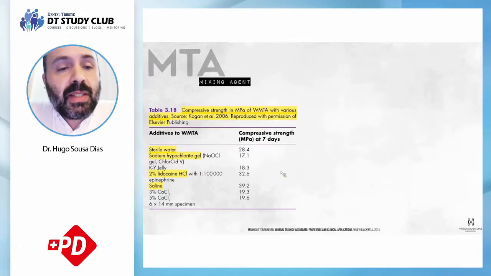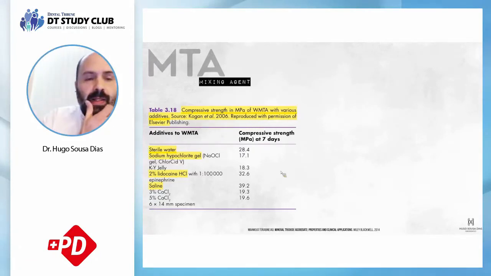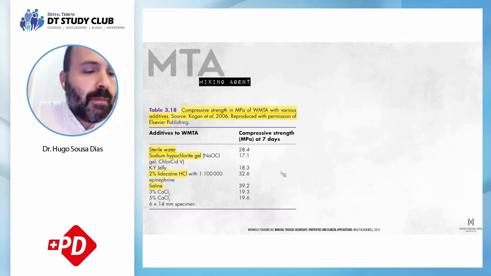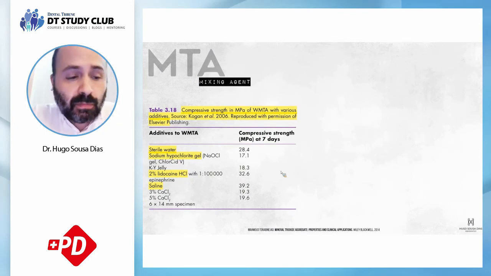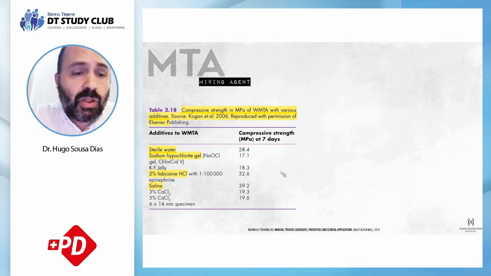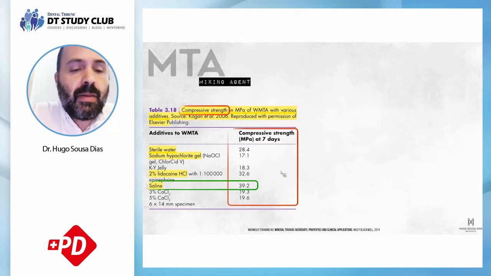And about the mixing agent, you can see some colleagues using anesthetic solutions, sodium hypochlorite gel, chlorhexidine, for example, to mix the MTA. But you can see in the literature that these kinds of mixing agents can have an influence on the compressive strength of the MTA. When we mix with saline, we are going to have a better compressive strength, or even using hypochlorite, sodium chloride gel.